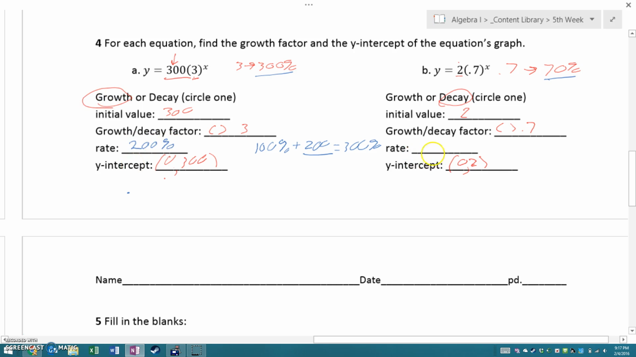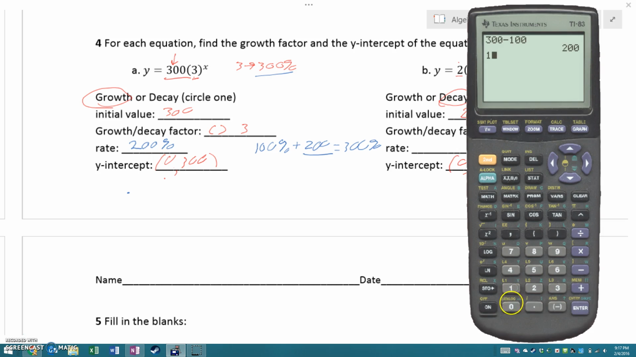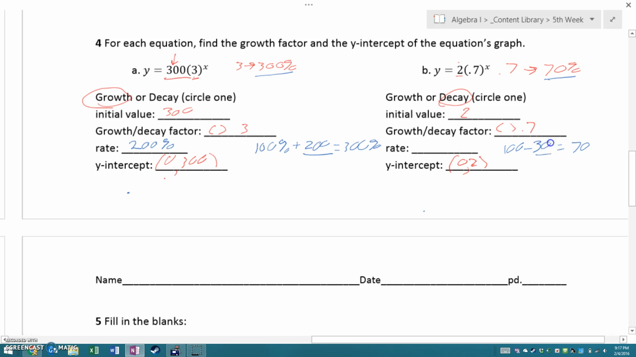While over here for the decay, since 70 is less than 100%, so 100% minus something to get you 70%. Again, you just go in here and say, all right, 100, take away 70 equals, okay, 30%. So over here, 100 minus 30% would be 70. So my decay rate is 30%. All right, I'm going to move on to a couple more.